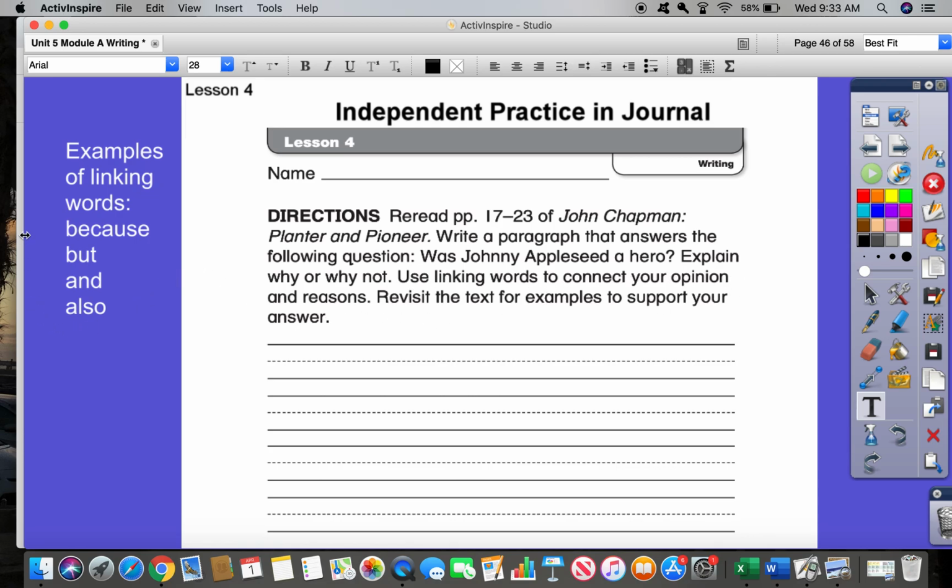So just as a reminder here on the side, I put examples of linking words that you might use in your paragraph. So remember, linking words could be because, but, and, also. Okay, and I will also give you a sentence starter to help you. So if you think Johnny Appleseed was a hero, you would write, I think Johnny Appleseed was a hero because, so I'm already using a linking word. Okay, so that's the sentence starter if you think that he was a hero.